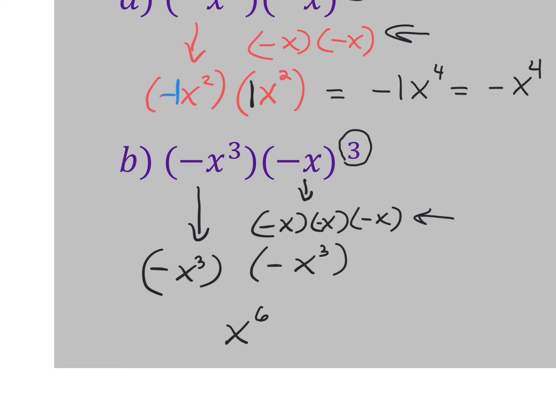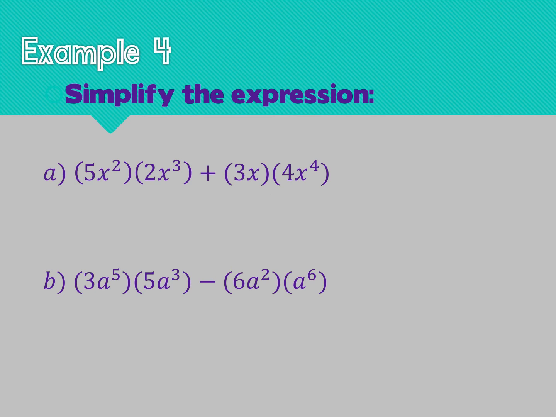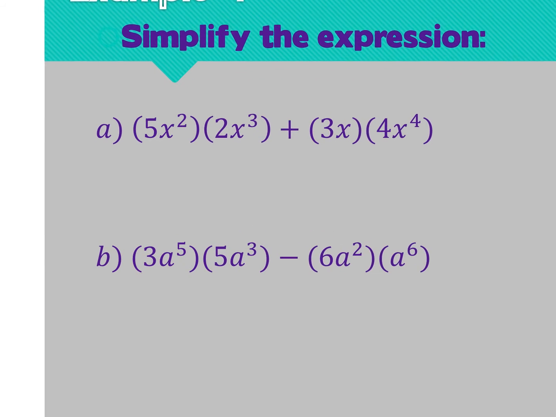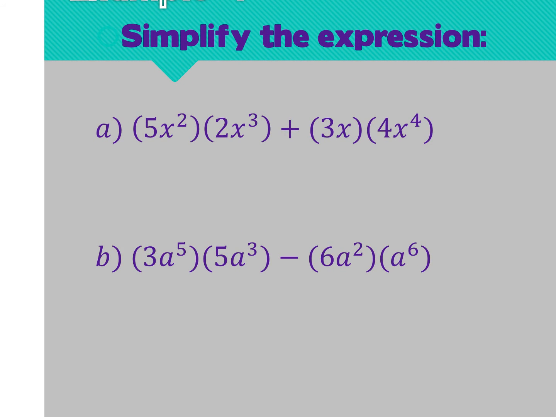Let's try some more examples. Simplify the expression. So this time it's the same thing. We're just going to do the left side of the equal sign, the plus sign, and then the right. Once we get the answers, if they're like terms, then we'll add them. If they are not like terms, we can't combine them.